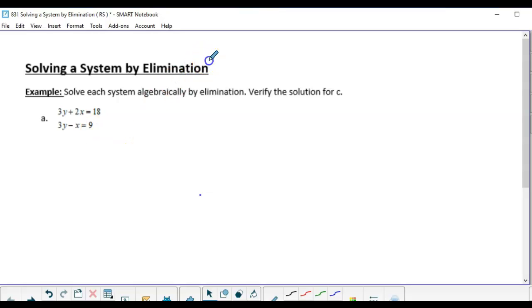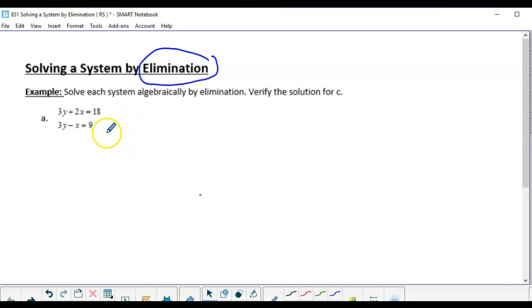So it's really, for this method, exactly what the word means. We want to eliminate one of the variables. We're going to do that by adding or subtracting the equations together. Okay, we might have to multiply one of them by a number or both of them by a number in order to get the same coefficient for that variable, and then we'll eliminate them.